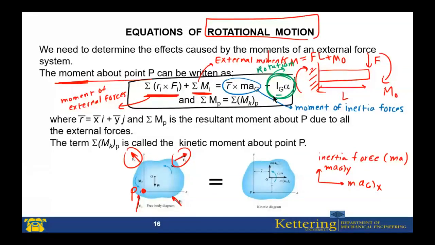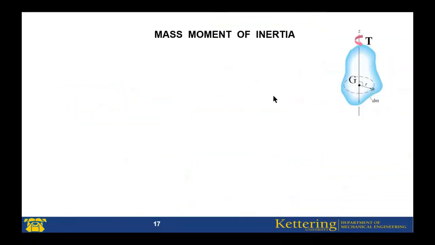Okay? Can I move to the next slide? We have one more slide and then we can go. Two more slides. I is called the mass moment of inertia. How can we find I? I is the mass moment of inertia.